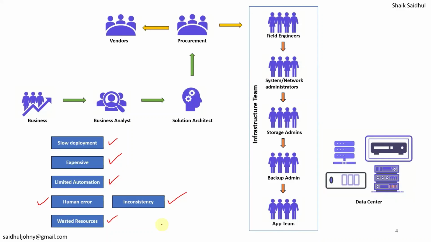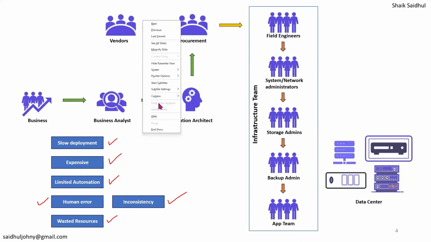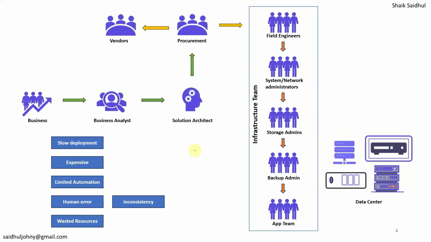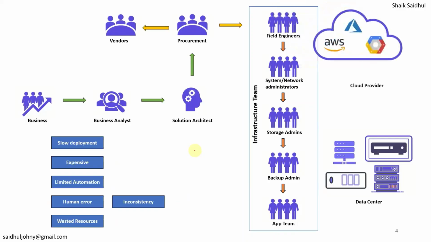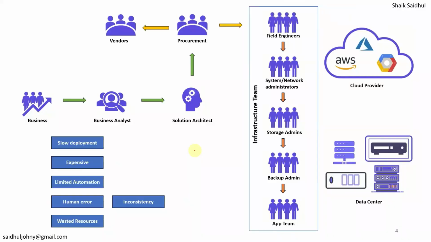Due to these many disadvantages over the past decades, organizations are looking for an alternative solution. That's where the cloud platforms, the cloud providers, came into the picture. Three of the major cloud providers are AWS, Azure, and GCP. Right? So this is how you try to understand it.